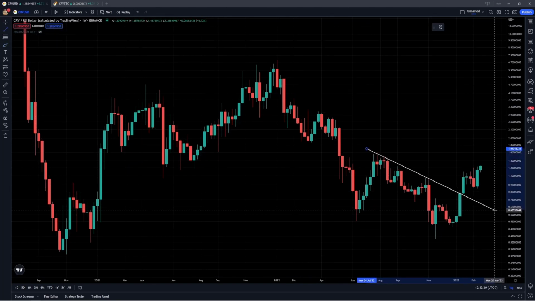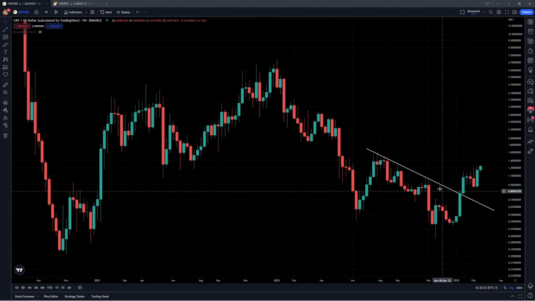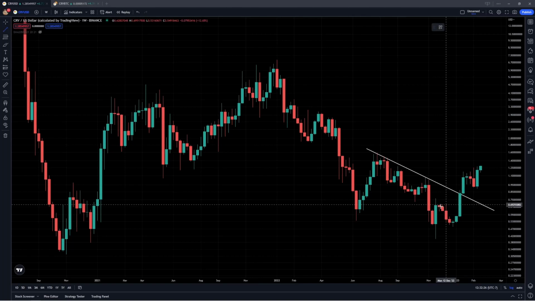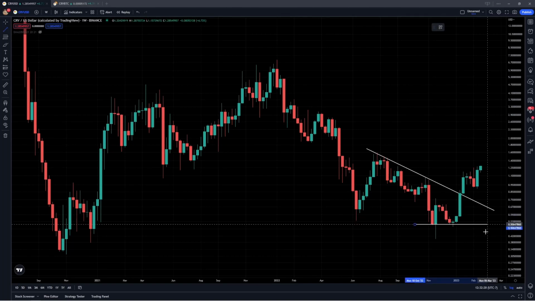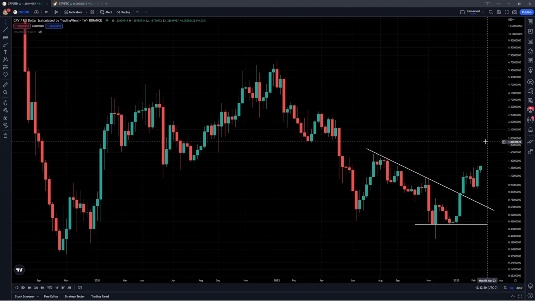You can even draw some sort of diagonal sloping trend line. All signs really indicating that we do have a longer term low in place. We actually have this double bottoming pattern. So a fairly bullish weekly chart, and I do expect this to continue to the upside.